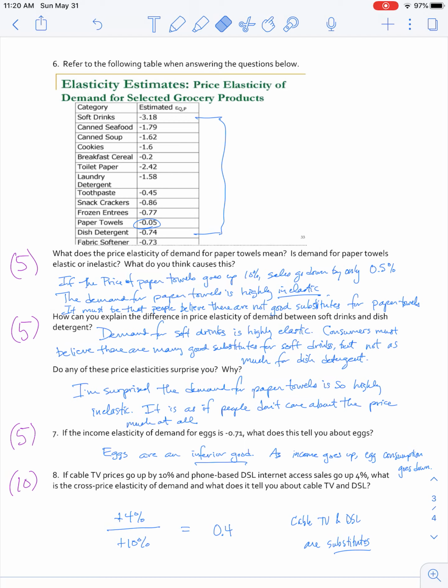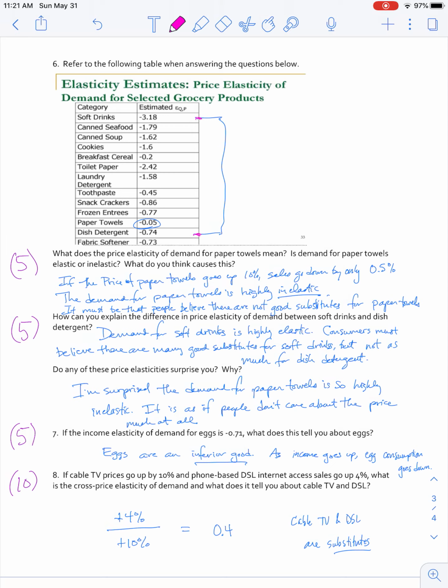How can you explain the difference in price elasticity of demand between soft drinks and dish detergent? So here, the blue line, I sort of highlighted, soft drinks is up here at minus 3.18, and dish detergent is down here at minus 0.74. So soft drinks fairly elastic, dish detergent technically inelastic, right? Absolute value less than 1. This makes sense to me. These values seem logical because there are a lot more substitutes for soft drinks than there are for dish detergent, and yet people still respond, some, to the price of dish detergent. So that all seems to make sense to me.